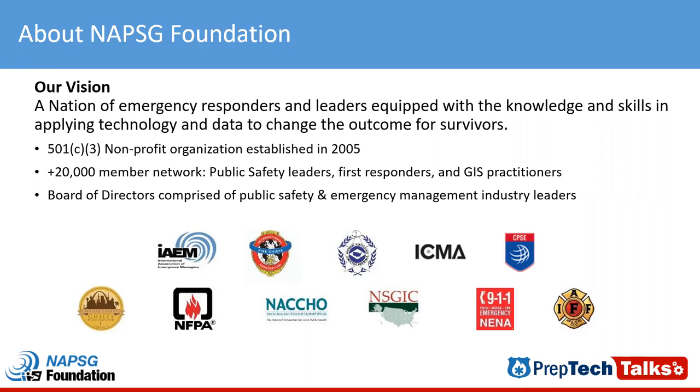And we have grown into a network of over 20,000 members representing public safety leaders, first responders, and GIS practitioners from across the different disciplines, state, local, tribal government, the critical infrastructure sectors, and the private sector as well. We are governed by a board of directors that is also comprised of public safety and emergency management industry leaders. And we were originally formed almost 20 years ago as an alliance between all the different associations that you see represented here, ranging from emergency management to fire service, city county management, law enforcement, and a variety of other organizations as well.